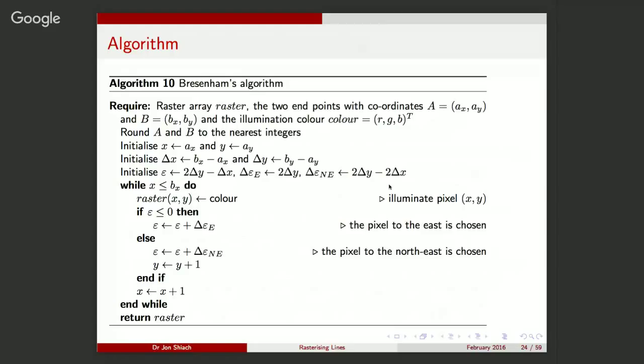So we start off, the same as last time, by rounding A and B to the nearest integers. Start off at your x, your A coordinates. Calculate what your delta x and delta y are. Then you calculate your initial error and your change in errors. Colour in the current pixel. If the error is negative, you change the error for the east. If it's positive, you change the error for the northeast and add one to the y coordinate. So that's going up one.